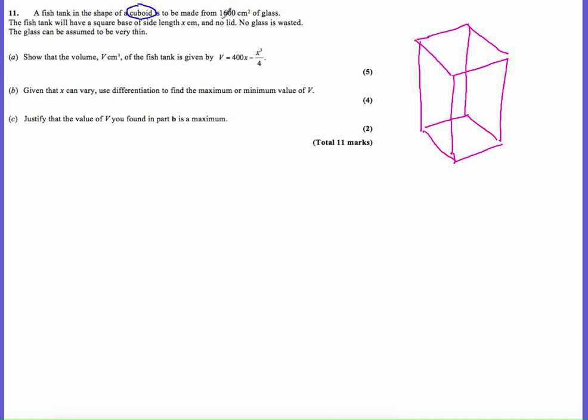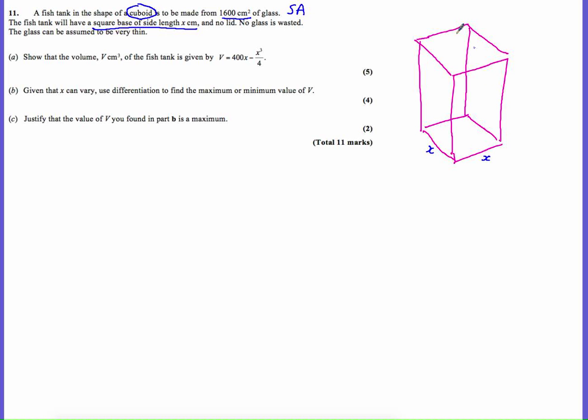It's got glass, 16 centimetres squared, so that's telling me the surface area. It's got a square base of side length x. So on your little sketch, we know the square base has got side length x and it's got no lid. No lid. Okay, no glass is wasted, very important. The glass is very thin. So basically, we can just crack on with this.